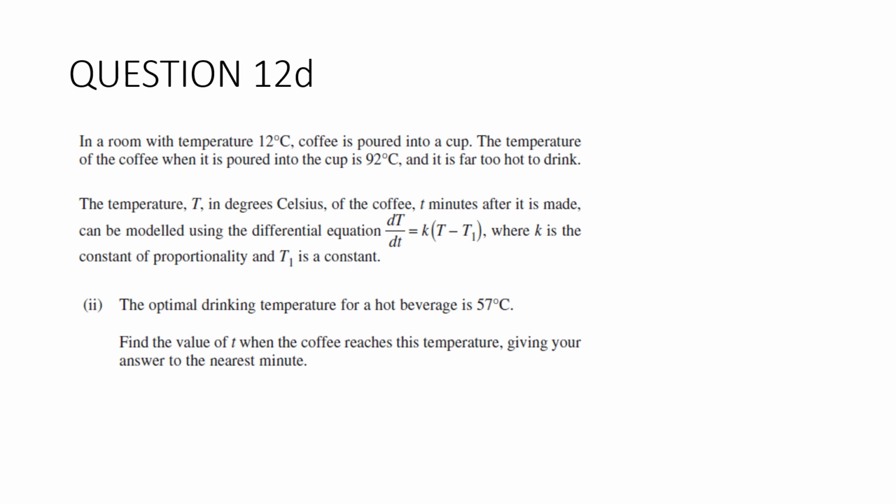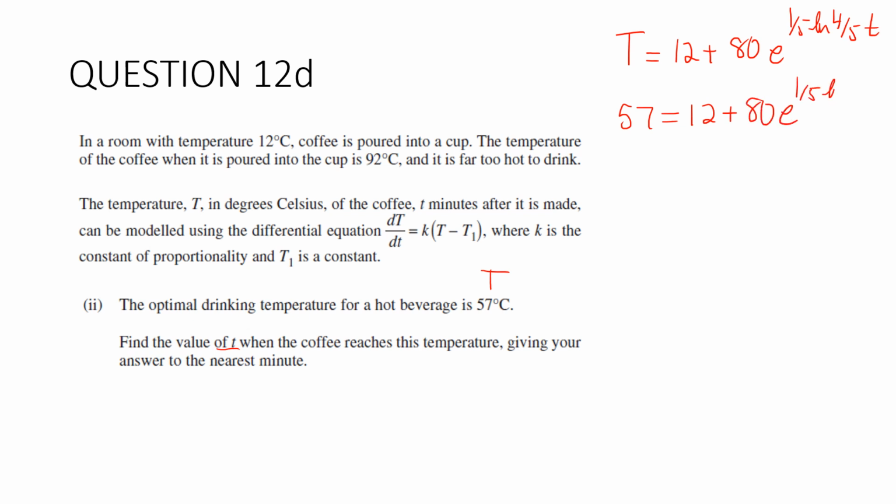Part 2. The optimal drinking temperature for a hot beverage is 57 degrees. Find the value of t when the coffee reaches this temperature, giving your answer to the nearest minute. So this is what we had. Capital T is equal to 12 plus 80 e to the 1/5 ln 4/5 t. All right, we want to know when capital T is 57, so we've got an exponential equation to solve. All right, take the 12 over, that gives us 45. Divide both sides by 80.